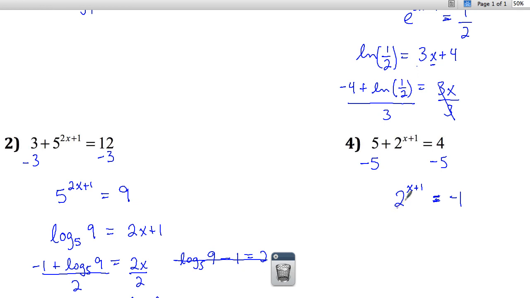So 2 to what power plus 1 equals negative 1? And we've talked about this before. Powers are always positive. A power will never equal a negative number. So once we see that this is negative or 0, that's not a possible solution. So you're going to put no solution on this problem. There is no number that we can put for x so that this will equal negative 1.